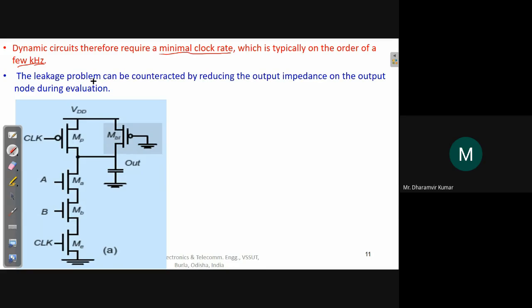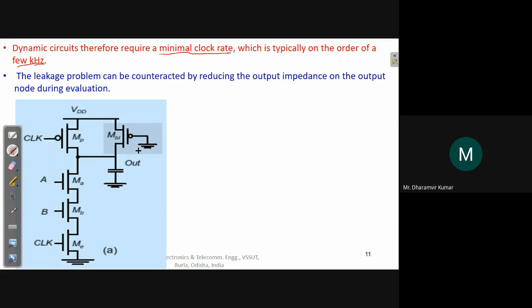Now it becomes a necessity that you cannot operate it with a very low rate clock signal. So this becomes a kind of limitation. Now there's one more solution to this. This can be counteracted by reducing the output impedance on the output node during evaluation. Look at this circuit.